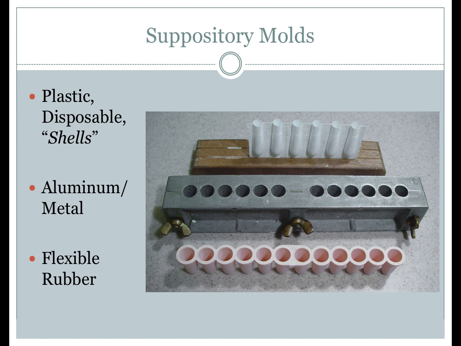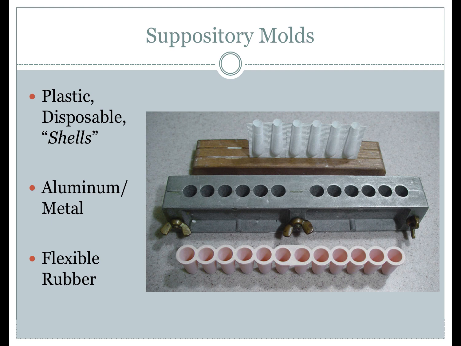Molds are commonly available made from 3 different materials, as shown in this picture. On the top are plastic disposable molds, which are often called shells. These shells are made from really thin plastic and connected in long strips that can be cut into the number of cavities desired. Plastic shells are disposable, single-use only molds that do not require lubrication. They are much less expensive to use than other molds.